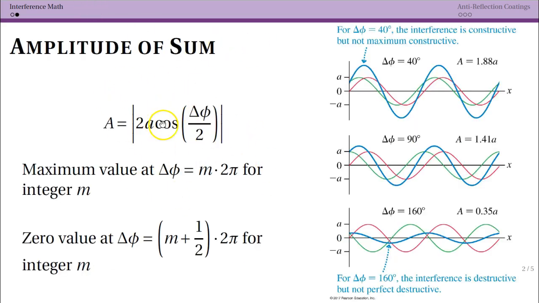This is that amplitude function, and we can think about just its magnitude rather than worrying about the absolute sign. The maximum value is when the cosine of something gives you 1. That would be m times 2 pi. You're going to get your maximum values at 0, pi, 2 pi, and so on, but there's a 2 on the bottom, so we can just say it's m times 2 pi. We get a 0 for this whole thing, for A, if what's on the inside is m plus 1/2 times 2 pi.